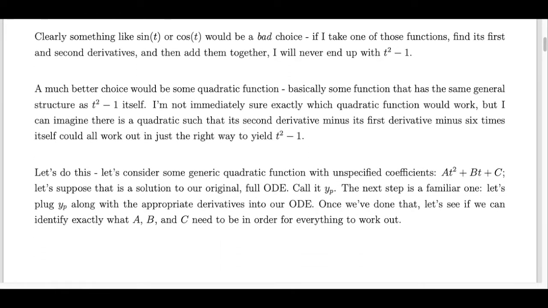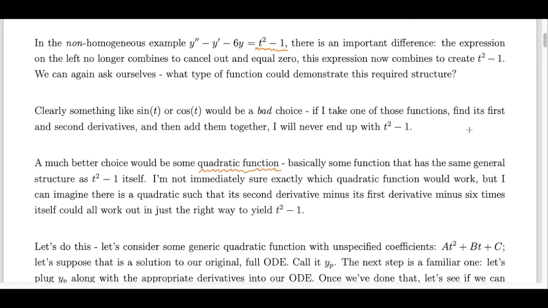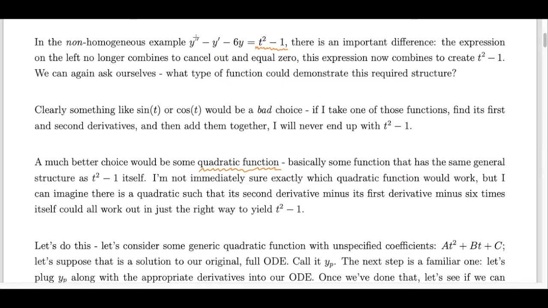As I've stated here, a trig function would be a bad choice. I feel like I would start with some sort of quadratic function. Exactly which quadratic, I'm not sure at this point, but it seems like the solution needs to have that general structure. Why a quadratic? Again, let's look back at our ODE. I'm going to take the second derivative minus the first derivative minus 6 times the function itself, and somehow those ingredients have to simplify down to this quadratic. So that's why I think the best candidate for a potential solution would be itself a quadratic.